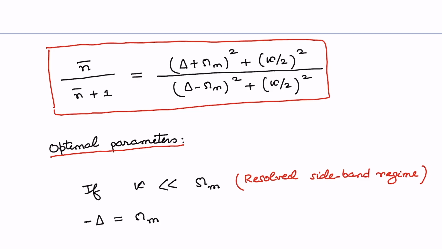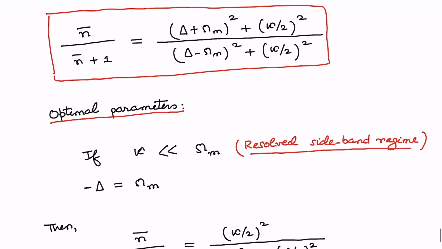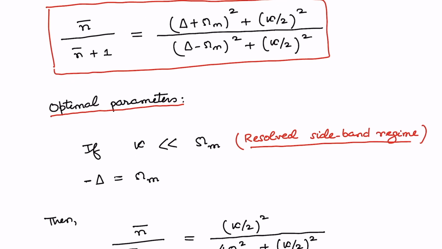If your cavity decay rate kappa is much smaller than omega m, the mechanical resonance frequency, this is known as the resolved sideband regime. In the resolved sideband regime, if you set the detuning to be equal to omega m, that is, minus delta is equal to omega m.